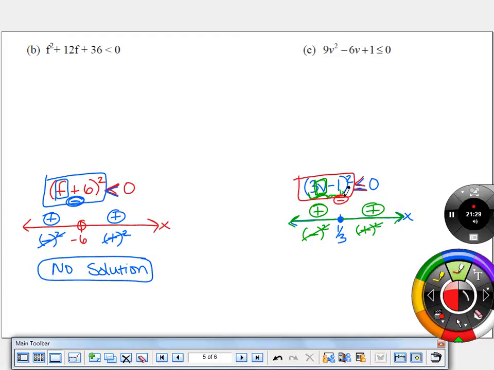So I want to know when it's going to be negative or equal 0. So there is no place where it's negative, but the point at 1/3 was filled in because it could equal 0 at that point. So none of the areas to the left or to the right meet the requirement, but the value of 1/3 does meet the requirement. So that one number is a solution to this inequality.